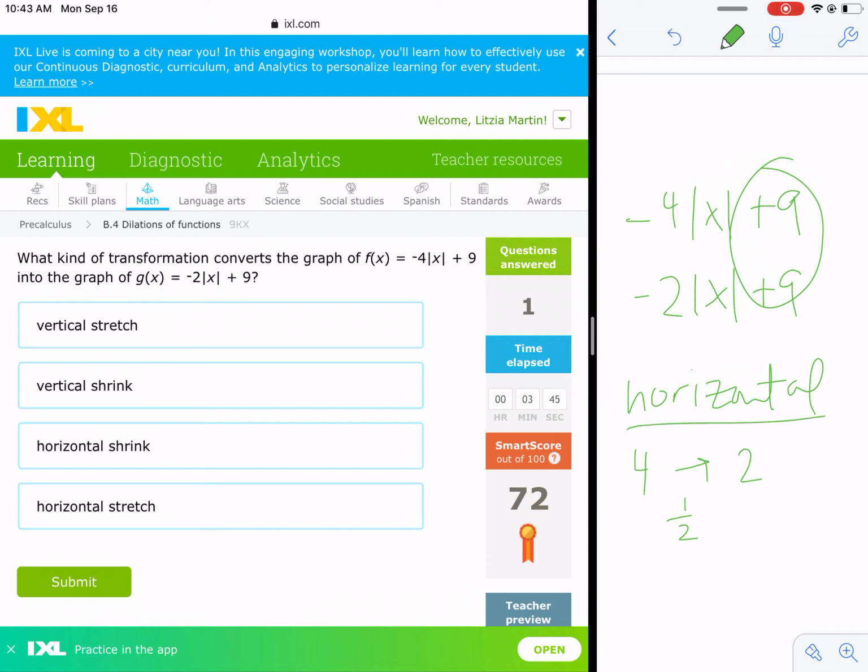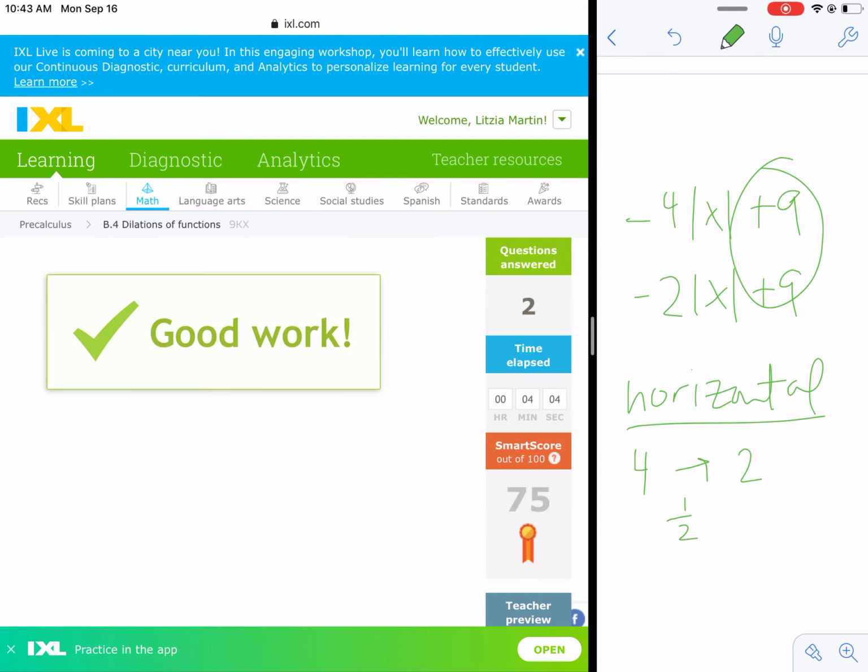1/2 is a smaller number. So if we're talking about a horizontal dilation, a smaller number means a stretch, which is kind of ironic. Smaller numbers you would think shrink, but not for horizontal dilations. Horizontal dilation, if it's a smaller number that we're multiplying, then it's going to be a stretch. So the answer here will be a horizontal stretch.